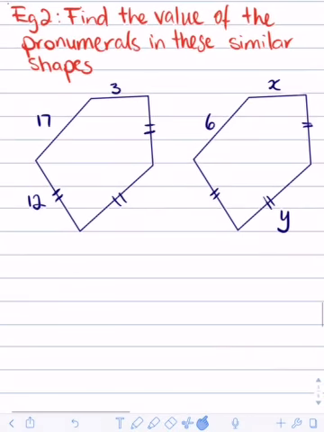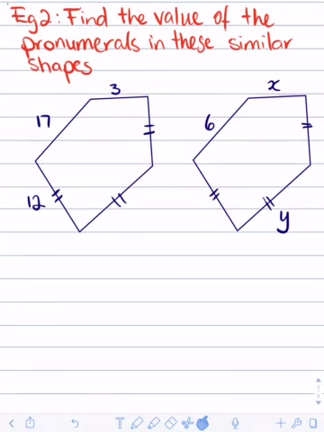Here it says, find the value of the pronumerals in these similar shapes. I have a 1, 2, 3, 4, 5-sided shape, an irregular pentagon here. And again, I'm going to use a highlighter. I'm going to highlight the ones that I know that are the same. So I have 17 is the same as 6. 3 is the same as x. And 12 is the same as this side and this side, which is the same as that, and y. The reason why I've done more pink is because those two lines on there indicate that all those sides are the same length. So let's go through the first one.